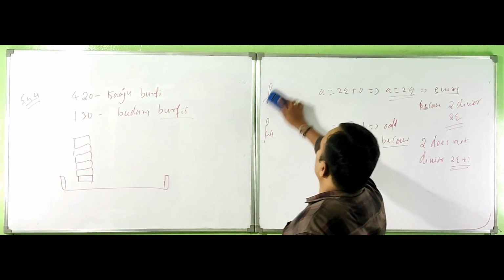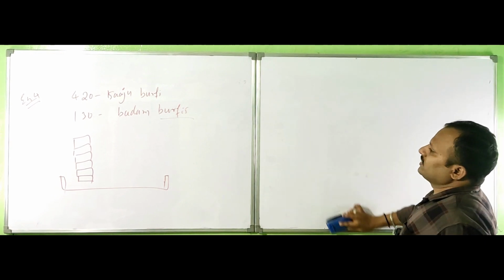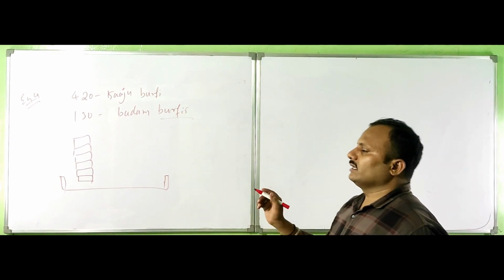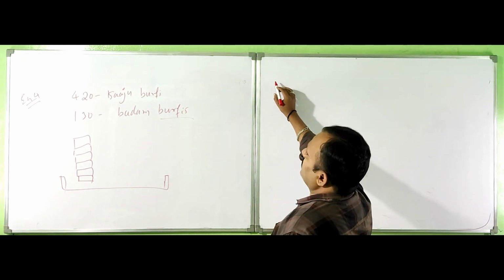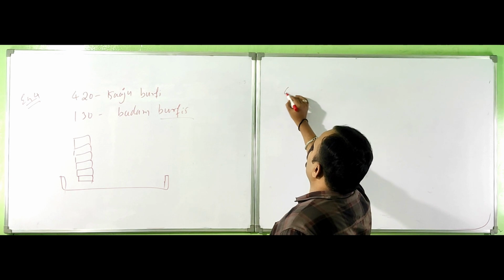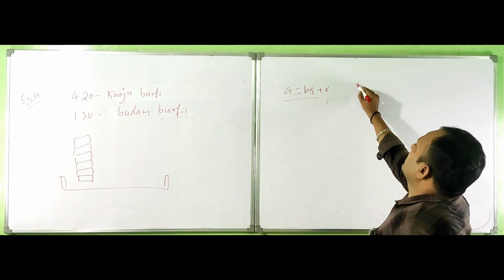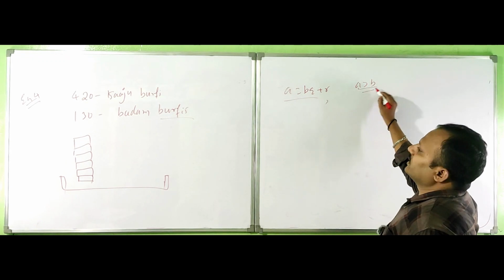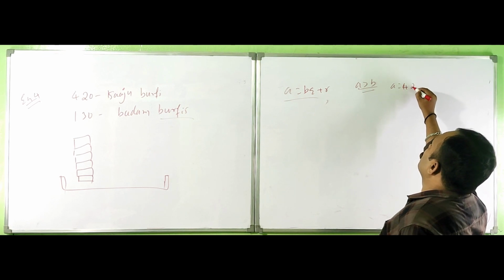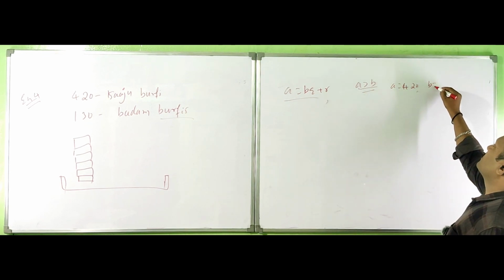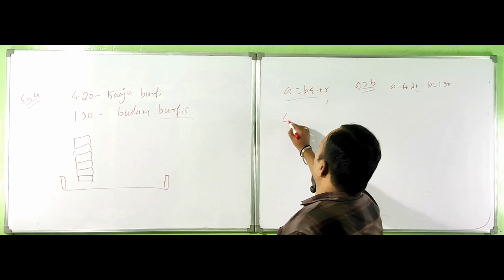For this we need to find the HCF, so we can easily divide the sweets into stacks. So what is the formula? a is equal to bq plus r, where a is greater than b. So here a is equal to 420 and b is equal to 130. Then follow the formula.